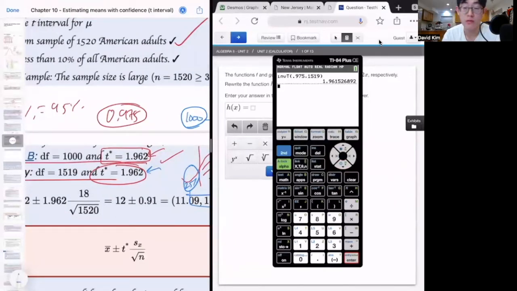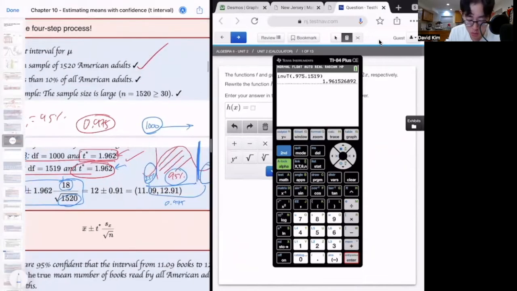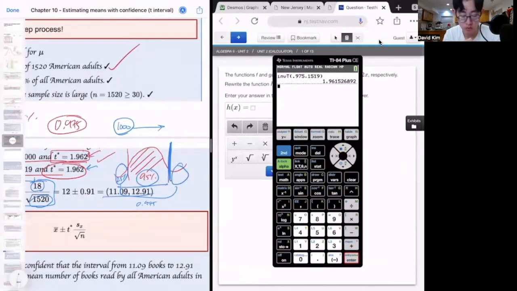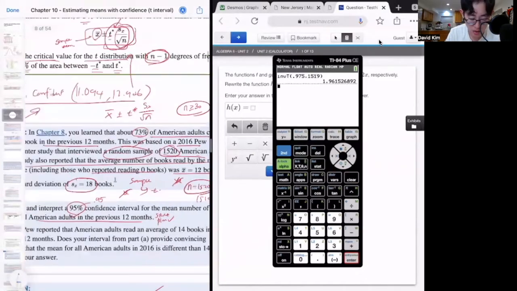Now, obviously, if I was in class, I would show it to you guys. Hey, this is how you would do it. Plug in all those numbers. Everything else is given to you: the sample mean, the sample standard deviation, and the sample size. Plug everything in, and you will find that the confidence interval goes from 11.09 to 12.91, which is exactly the same thing that we got by using the calculator, which is way up here.